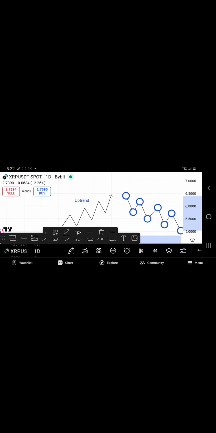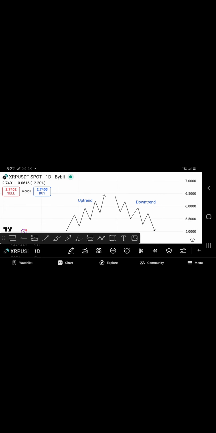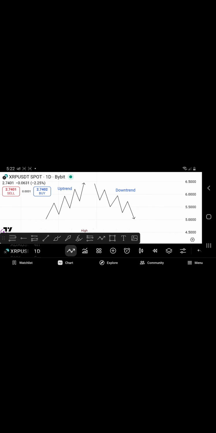You can call it an uptrend. Then on the second side you can call it a downtrend. So the market moves based on downtrend. If you see the market moving, it is not going straight up. If the market is going up, it's not going up straight. Like for example now, if the market wants to move down, it's not moving straight down like this.